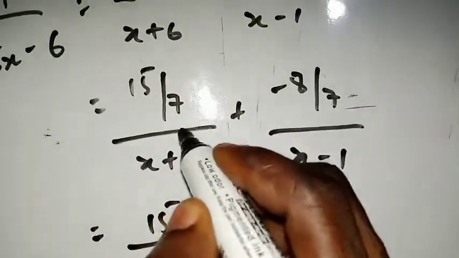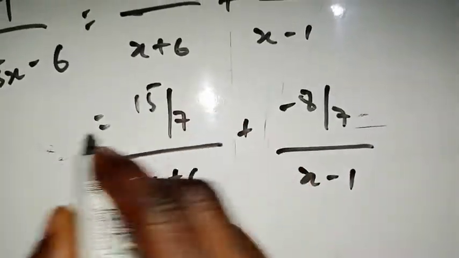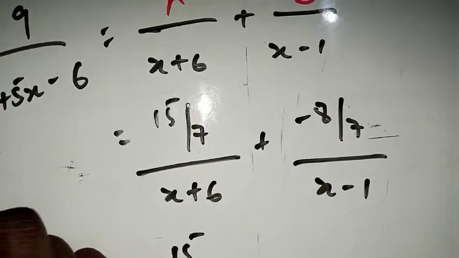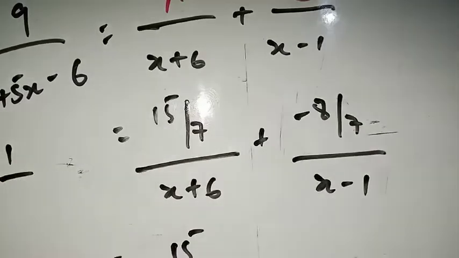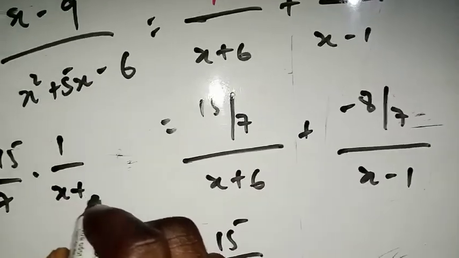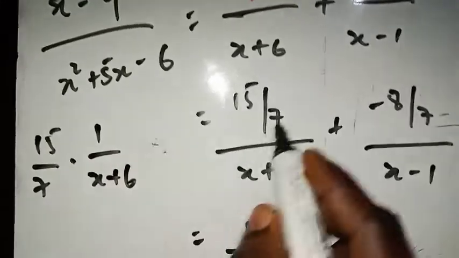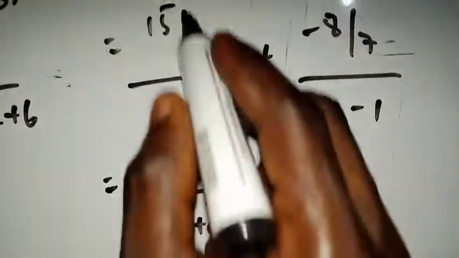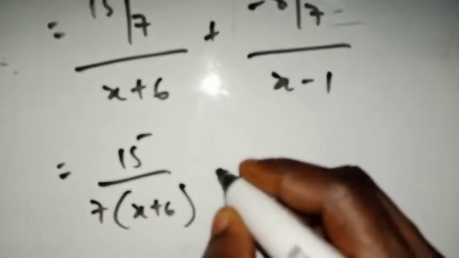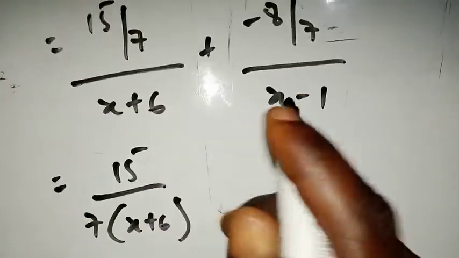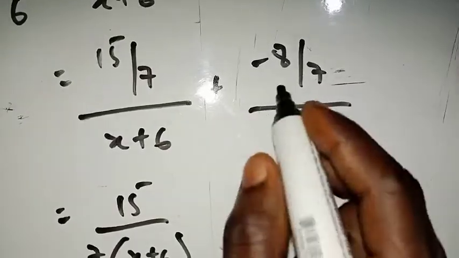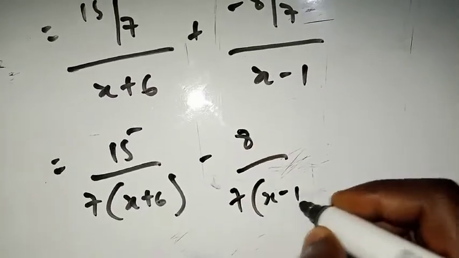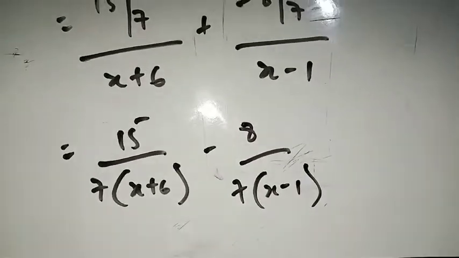So if you want to see how I'm writing this, this is just a fraction, right? So this thing can be something like 15 on 7 multiplied by 1 on x plus 6. Is that okay? So yeah, this thing can be written something like this. So that was how simple you can rewrite this fraction here. So here we are going to divide. So here tends to be a negative. So pay close attention to the negative. So here is going to be negative 8 on 7 being multiplied by x minus 1. So this is how simple you solve this.